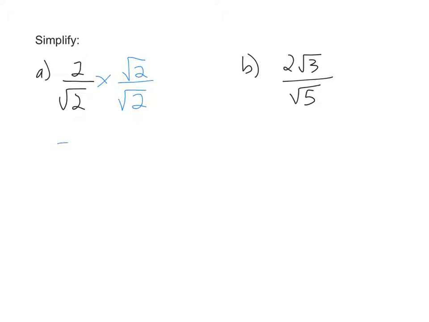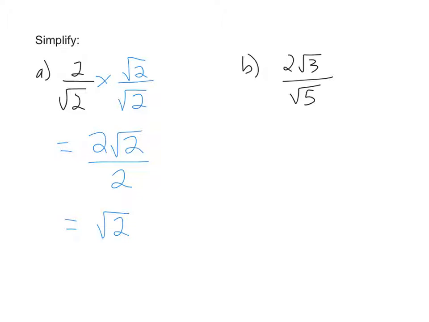When I do that, in the numerator, I'm going to do 2 times root 2, so that's just 2 root 2. And on the bottom, root 2 times root 2, which is equal to 2. And then simplify. Coefficient divided by coefficient. 2 divided by 2 is 1, so it's 1 root 2.